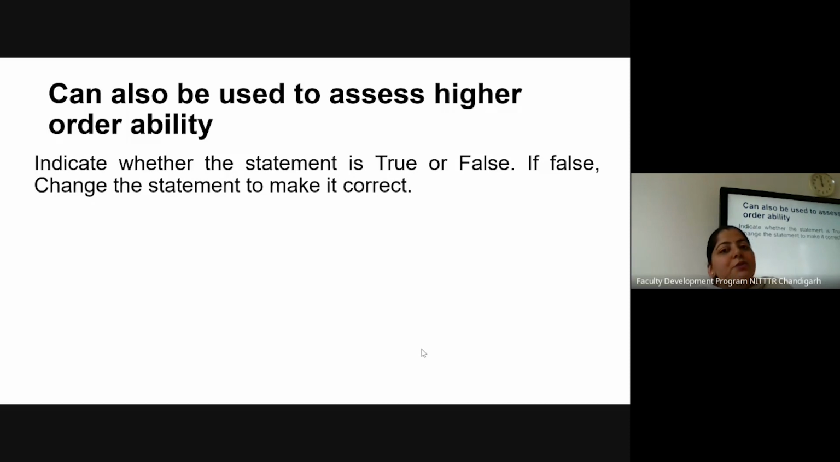It can also be used to assess higher order ability. When we say "indicate whether the statement is true or false; if false, change the statement to make it correct," it is not just true and false. If it is false, change the statement to make it correct. The student needs to apply the learning in that particular case. So we can make these items complex also as per the choice of the faculty. The second type of item is multiple choice test items.